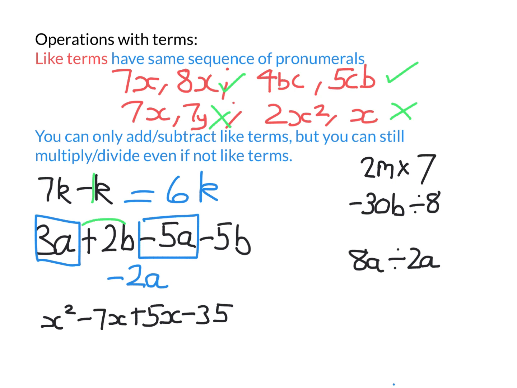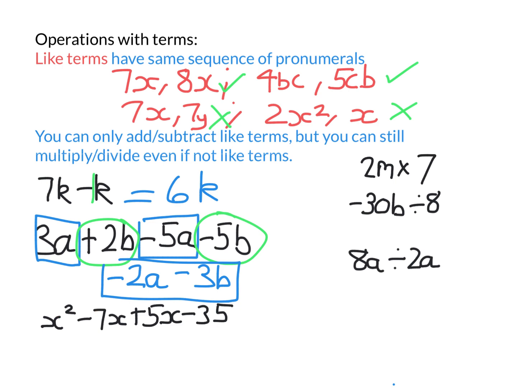Now note also 2b and negative 5b. They are like terms, so you can subtract them. 2 minus 5 is negative 3. And then you just write the pronumeral. So this here is my final answer. I can't simplify this any further because these are not like terms and you can't subtract terms if they're not like terms. So what about this expression here?